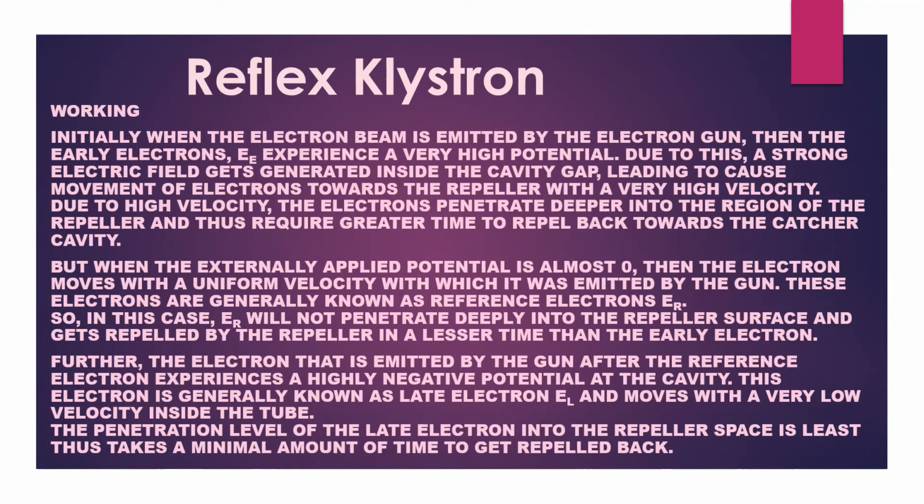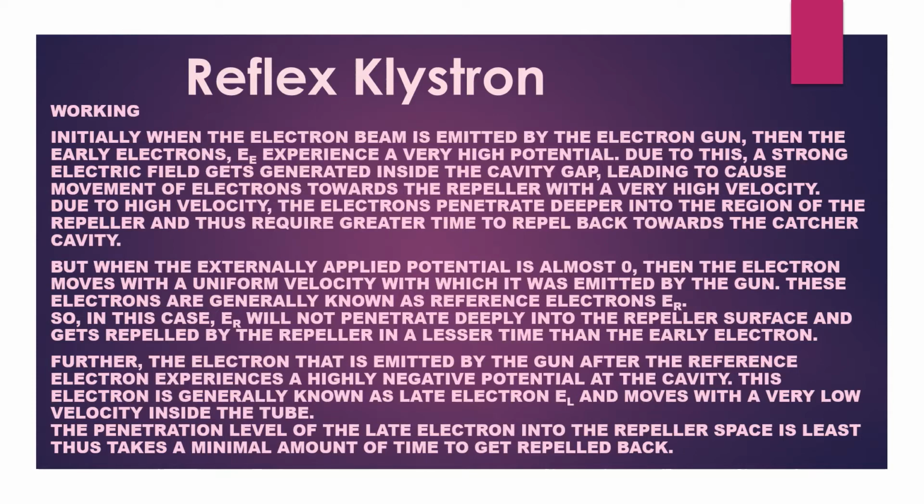Next, working of reflex klystron. Initially, when the electron beam is emitted by the electron gun, the early electrons, as we mentioned, EE, experience a very high potential. Due to this, a strong electric field gets generated inside the cavity gap, causing movement of electrons towards the repeller. As I said, the early electrons will penetrate more into the repeller space. They will enter more into the repeller electrode.